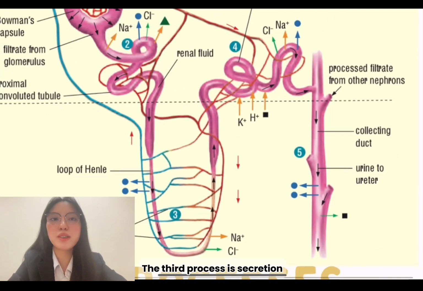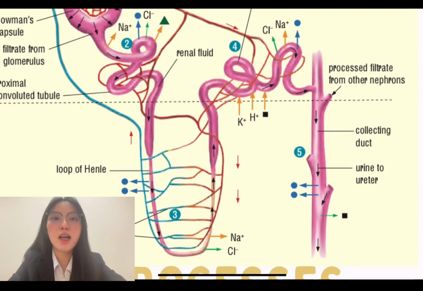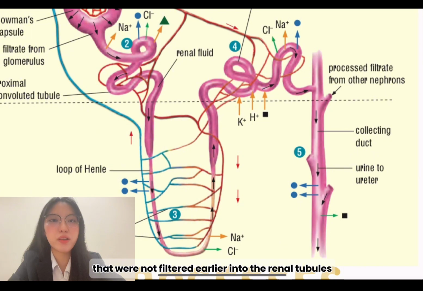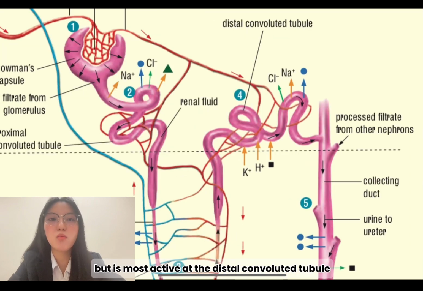The third process is secretion. Secretion is the process of secreting waste materials in the blood that were not filtered earlier into the renal tubules. This process is totally opposite to the process of reabsorption. Secretion occurs along the renal tubule and collecting duct, but is most active at the distal convoluted tubule. Secretion occurs through simple diffusion and active transport.